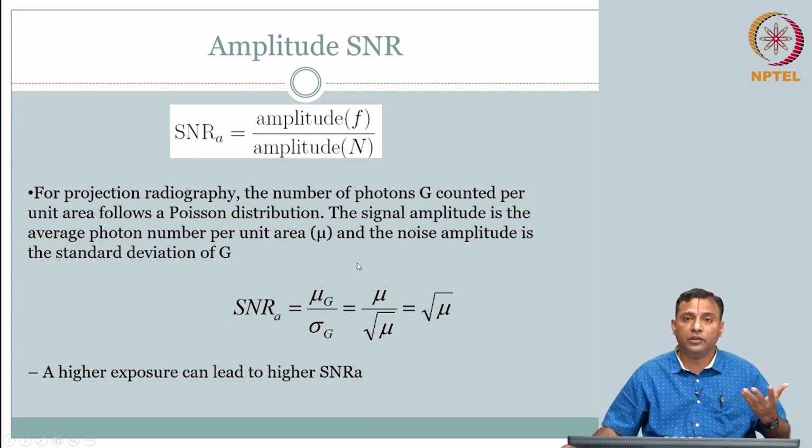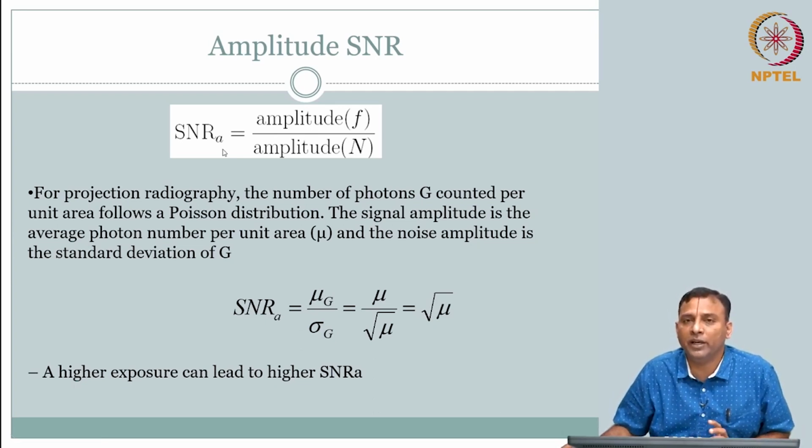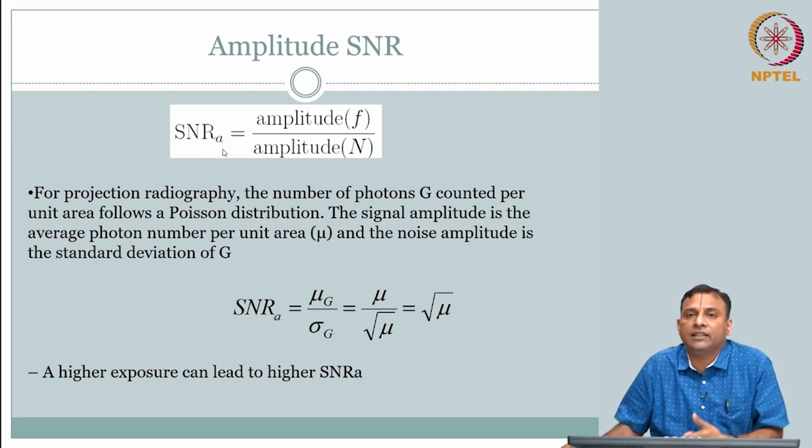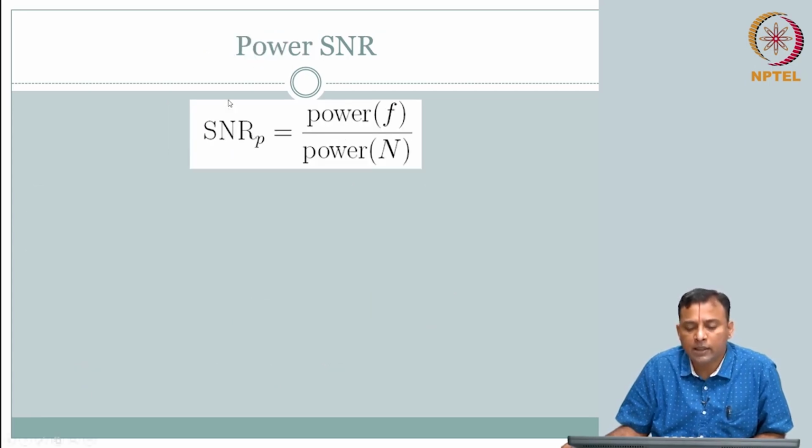So you have to look at the definition in the context, how people have defined it, not just jump based on the numerical value and say this is better or the other. It's just that they could have defined signal to noise ratio in their context slightly differently. Another common way is power signal to noise ratio.